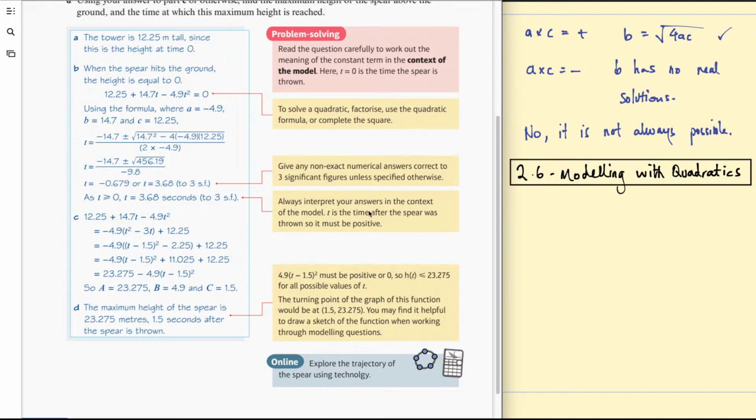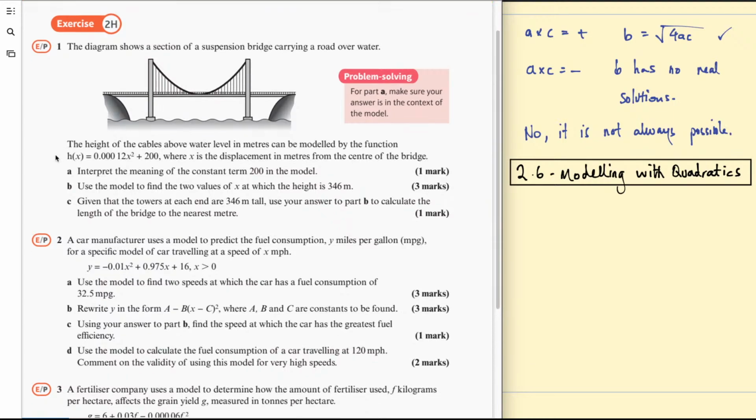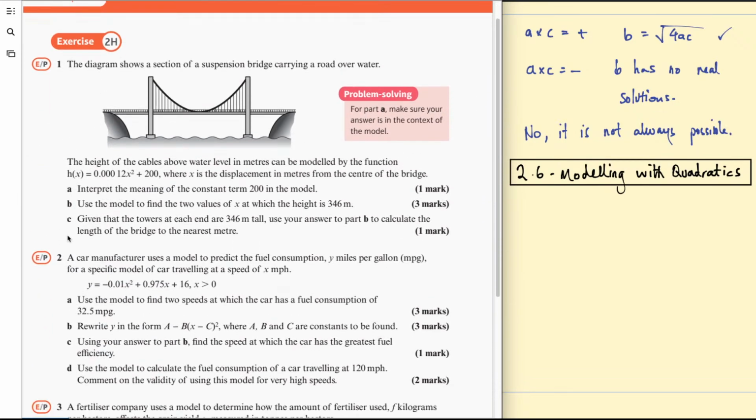And it says always interpret your answers in the context of the model. T is the time after the spear was thrown, so it must be positive. Alrighty, let's get into some questions then. And these are all exam style questions. These are the types of questions you'll see in AS and A-level exams, just like these ones.